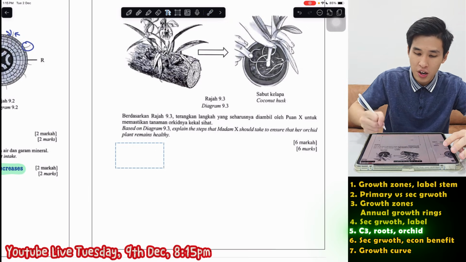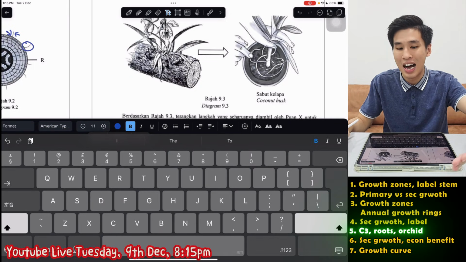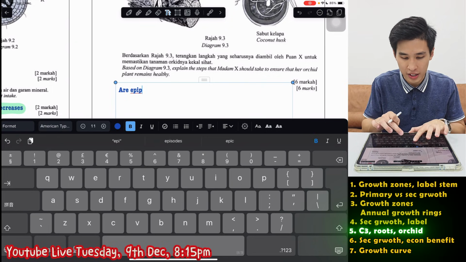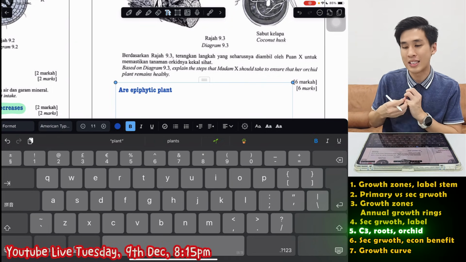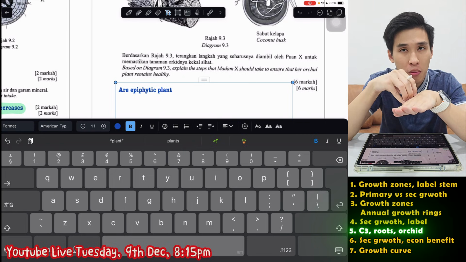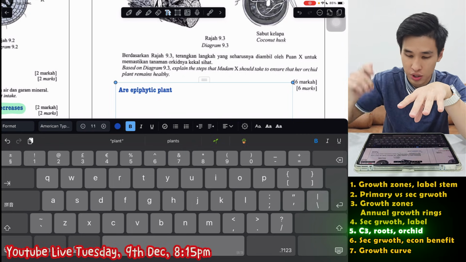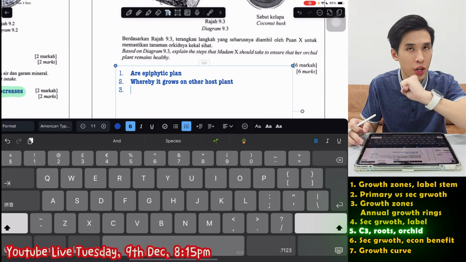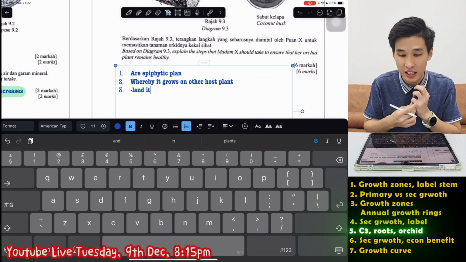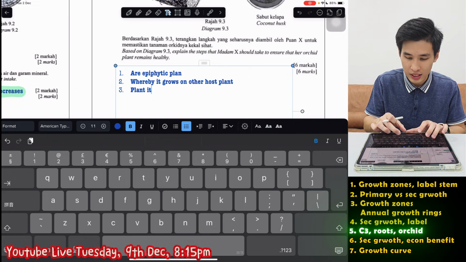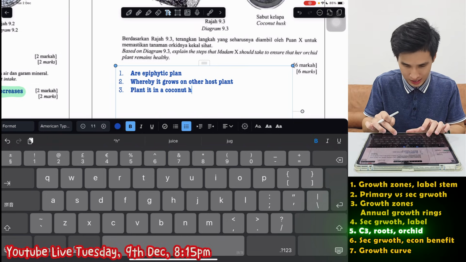So for this essay question, first we start off as saying what type of plants are orchid. So orchid, they are basically what we call as epiphytic plant. So epiphytic plant is like commensalism. You need to grow on the host, but you don't harm the host. You benefit from the host, but the host is not harmed. It's not like parasite, you absorb nutrients. So you can say it grows on other host plant. For the schema, you write coconut husk actually got marks, so you can say plant because it's a step that I should take. So you mention the step, plant it in a coconut husk.